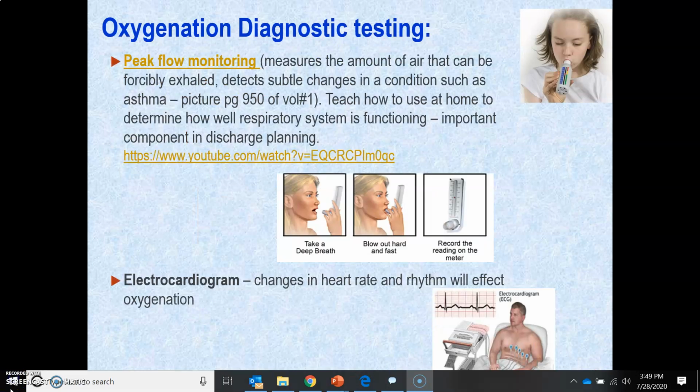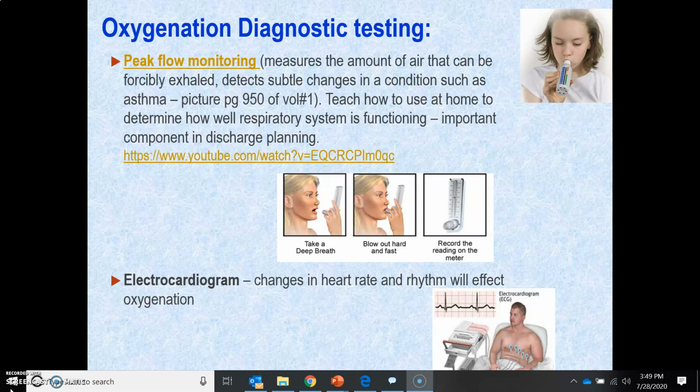Okay? So some other diagnostic testing that we might do to look at oxygenation: peak flow monitoring. This measures the amount of air that can be forcibly exhaled and detects subtle changes in the condition such as asthma. There's a picture that's coming from page 950 of volume 1. We can do peak flows at home and have them work on increasing those. Respiratory therapy is really good at doing this, but you also need to have an understanding of what peak flow does. You will probably see this again somewhere.